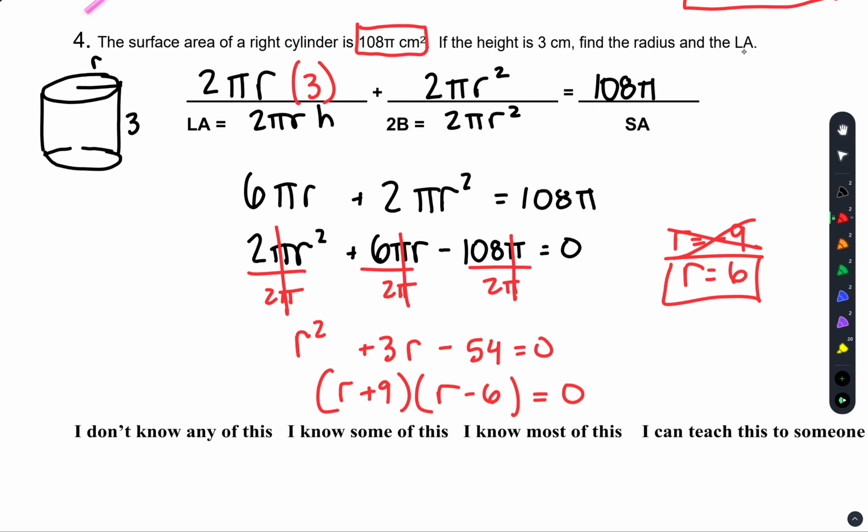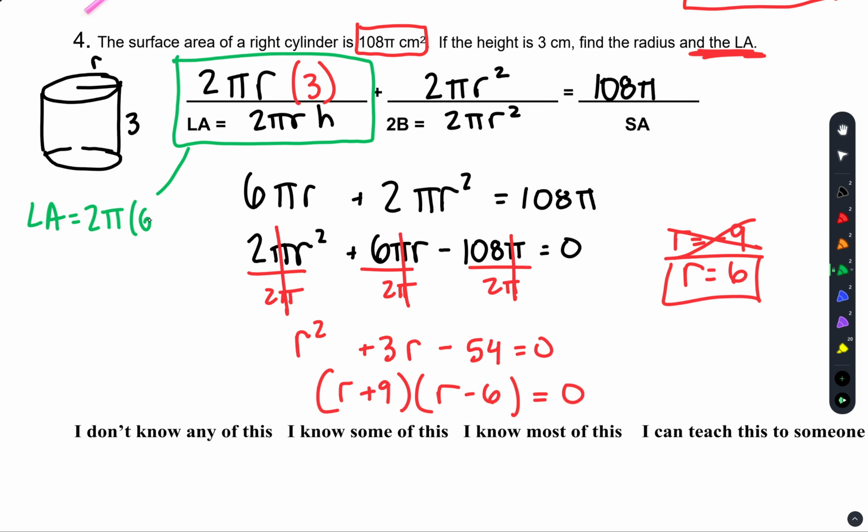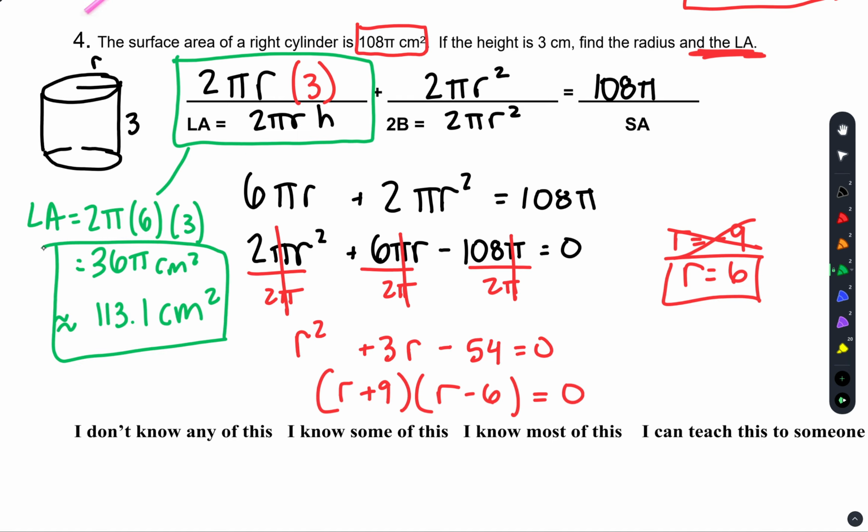I got to make sure I answer all the questions, though. It wants me to find that lateral area. Lateral area is just this part of my formula. So LA equals 2 pi times my radius is 6 times my height is 3. That's 36 pi centimeters squared, or 113.1 centimeters squared. Any questions on that?